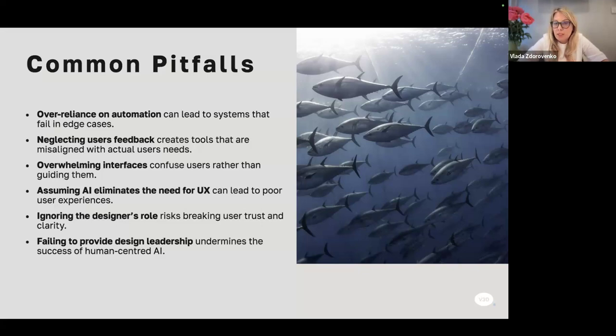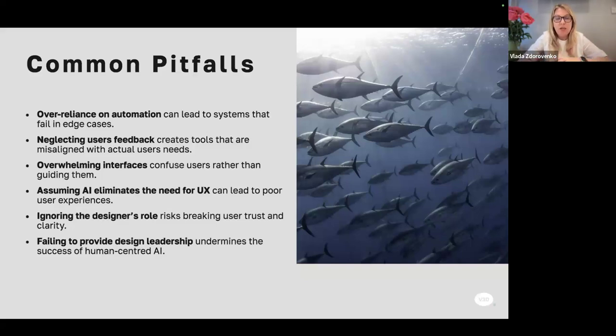Also, assuming AI eliminates the need for UX can lead to poor user experience. Sometimes the design role is ignored, and not all teams are working design first. That means that it can be bad for user experience in terms of trust and clarity. And failing to provide design leadership is bad for human-centered AI. And I hope we will have the best tools on the market and not be overwhelmed with AI.